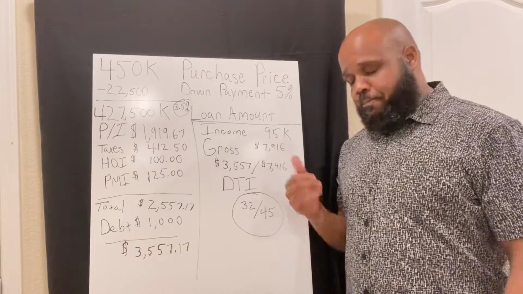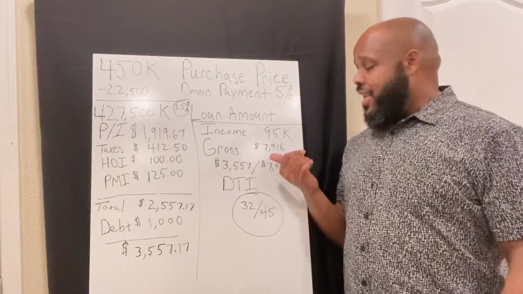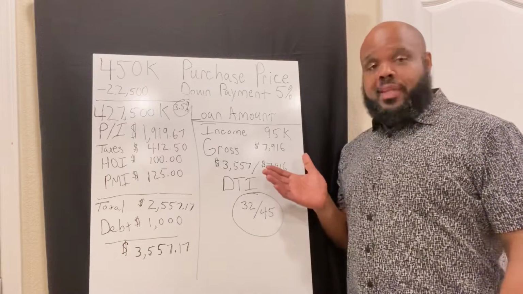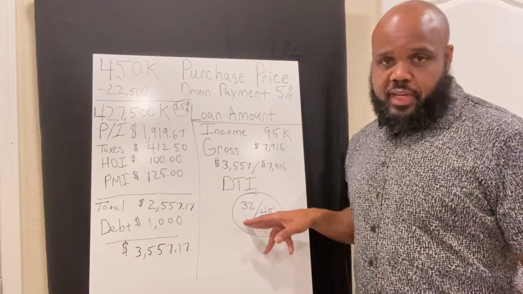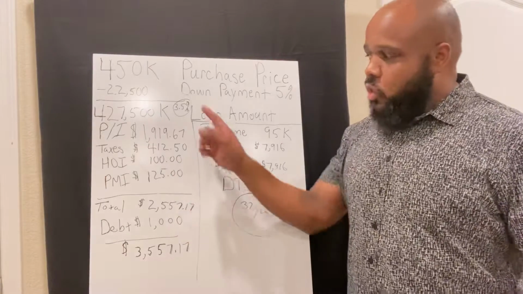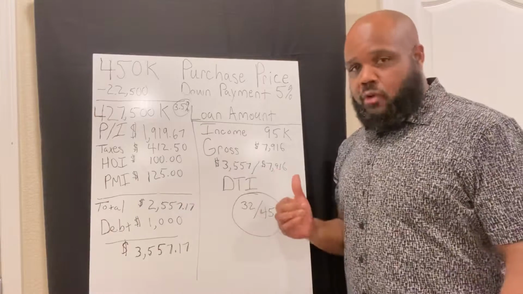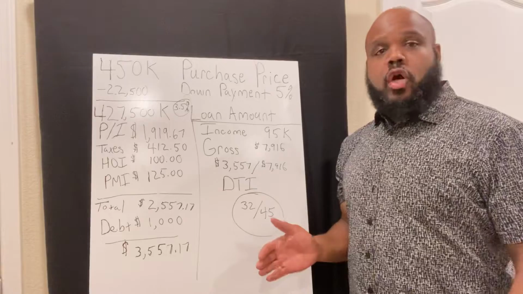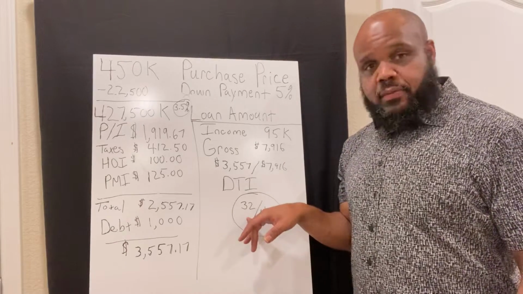This is what I make. So from there, you break that down. That's going to be $7,916 gross monthly. Now, to get our front end ratio, which I mentioned in the first video, your front end ratio is simply just your mortgage payment. So everything that's included with your mortgage payment divided by your gross income gets you the front end ratio. Now, conventional loans, your max front end ratio is 36, okay?